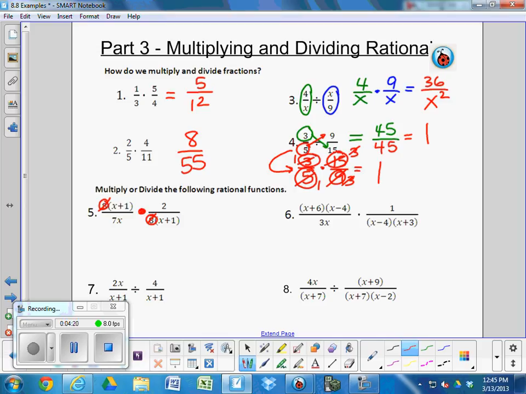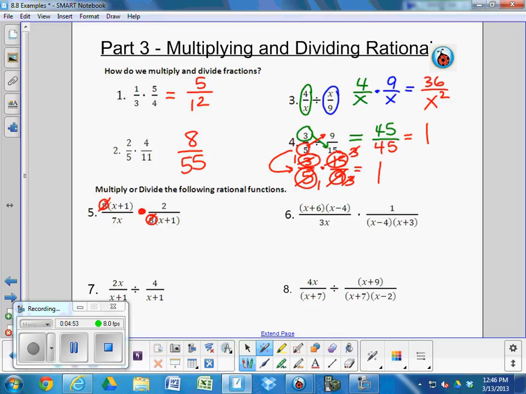Furthermore, the x plus 1 and the x plus 1, they cancel as well. Now, I want you to note that what you can't do, let's pretend for a minute that this x plus 1 wasn't there, is cancel this x with this x. That's illegal because the x that's on the top is being added to 1. So it's not a common factor that you can cancel.